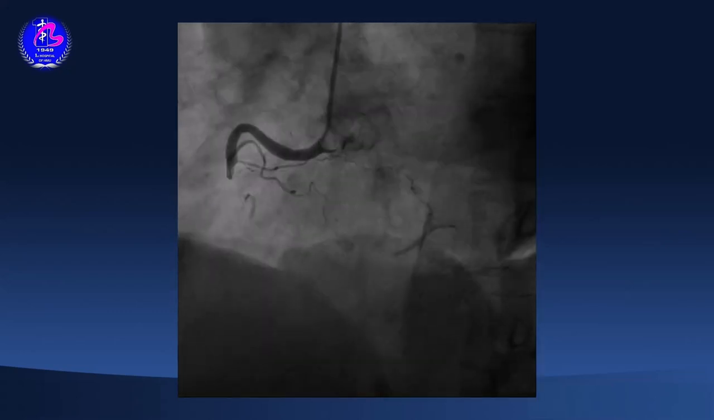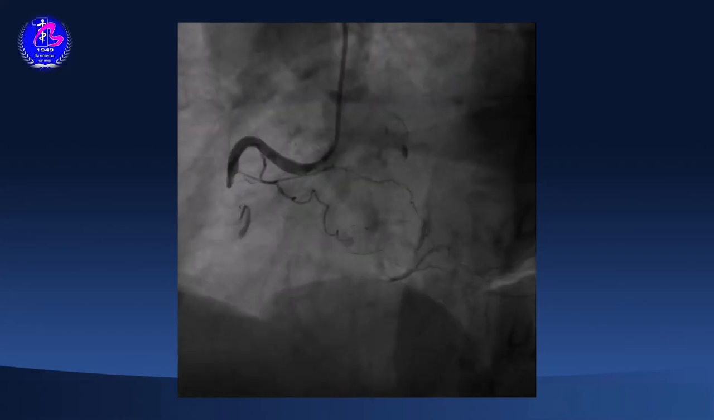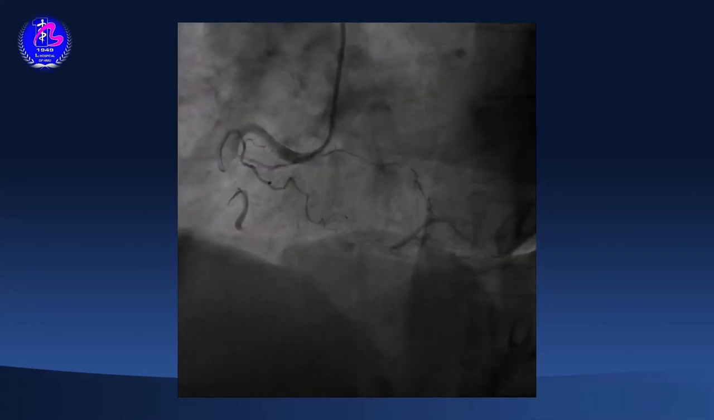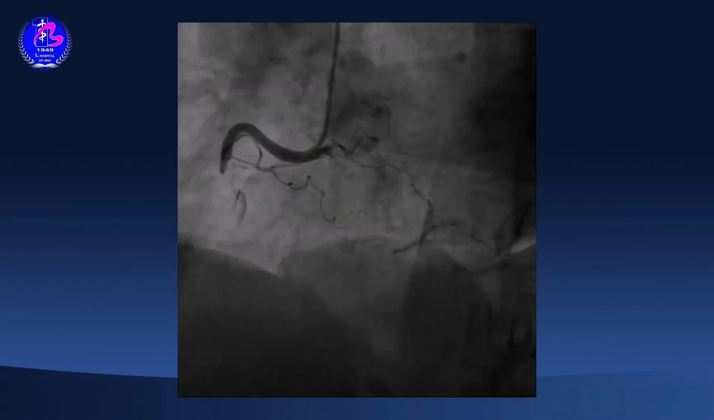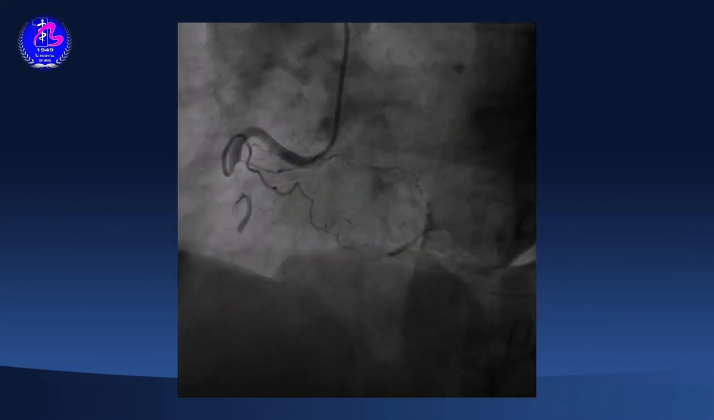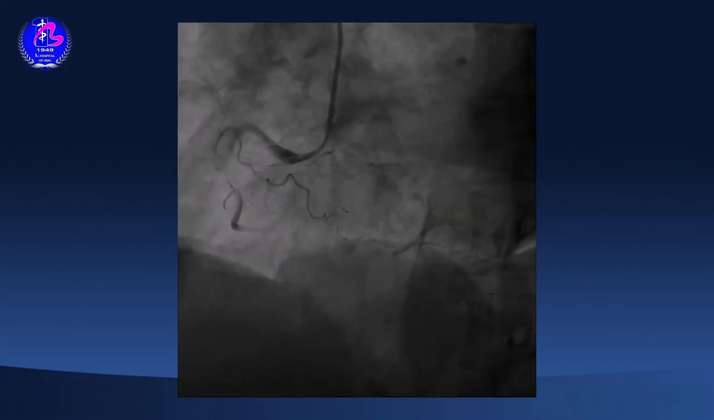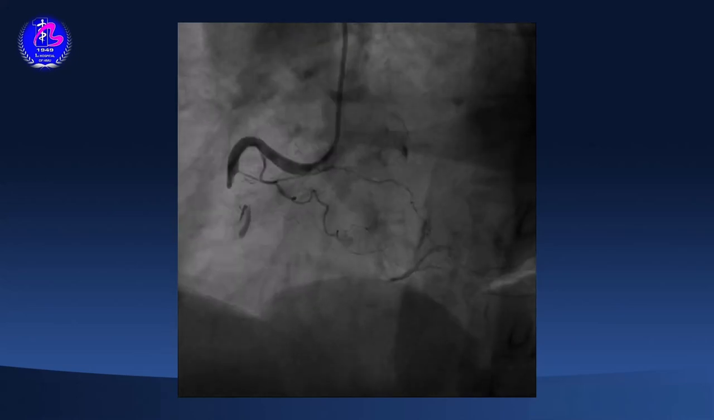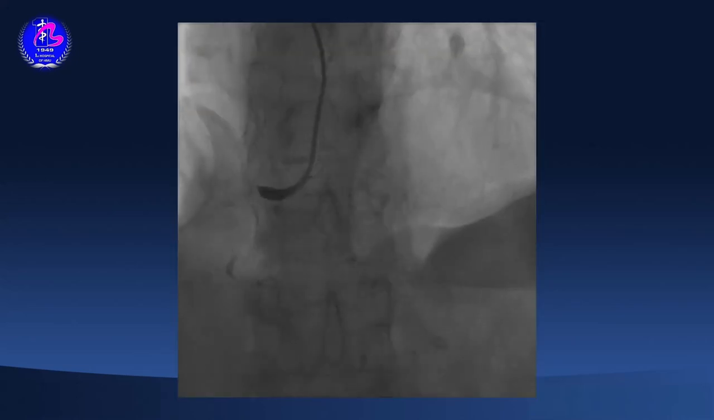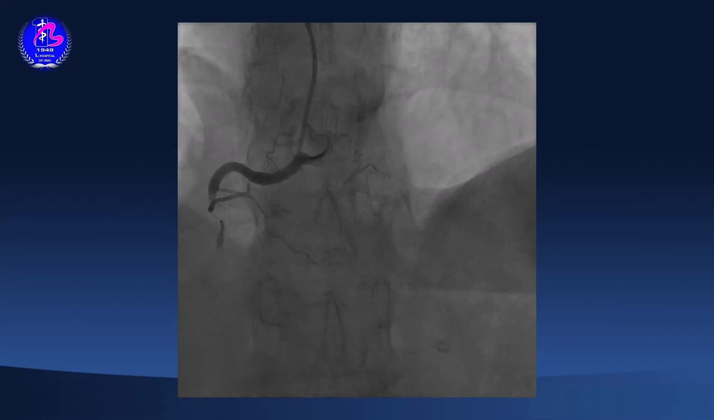Next. Now the RCA is a total occlusion. One year ago, the patient had angiography at a local hospital. The doctor attempted to recanalize the RCA, but failed. Next, we'll invite Professor Li to introduce more detail about this patient.